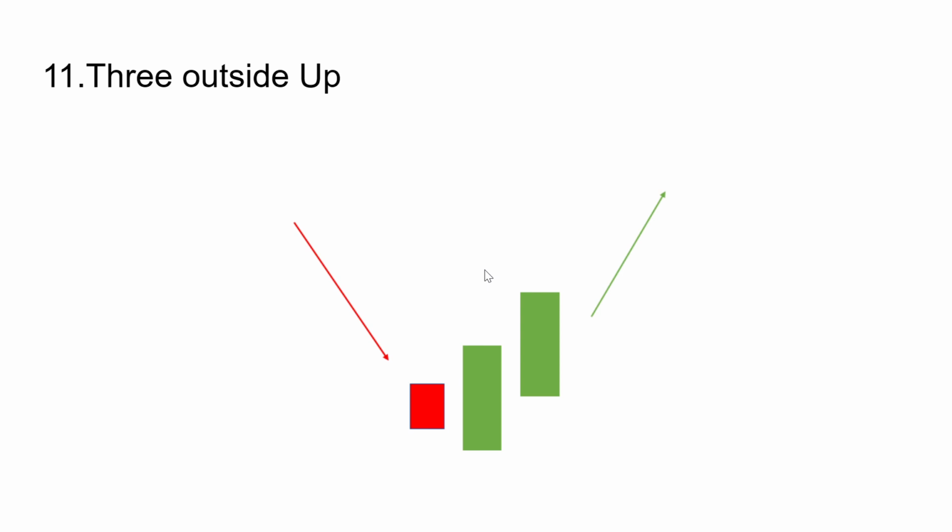Next is three outside up. Three outside up is the extension of the bullish engulfing pattern. Bullish engulfing was a red candle followed by the next green candle which totally covered the red candle. So at the bottom, if you find this type of sign, why we are saying extension, because after this we are getting one green candle, right? So this green candle gives the confirmation of this bullish engulfing pattern. So when you are getting the sign at the bottom, you can go for the buying. This is again a multi candlestick pattern formed by three candles.